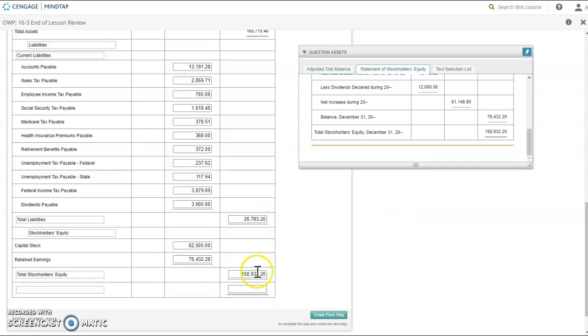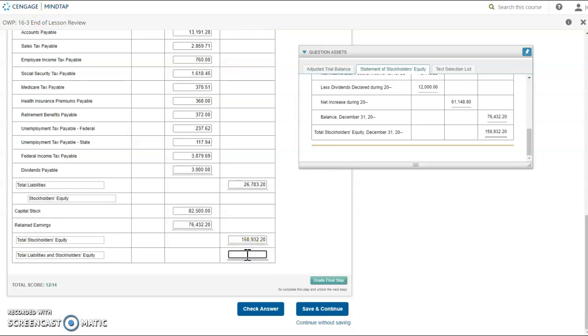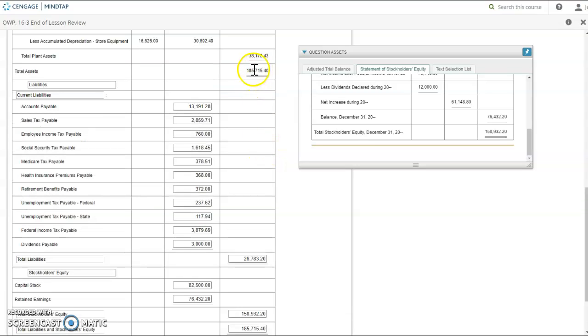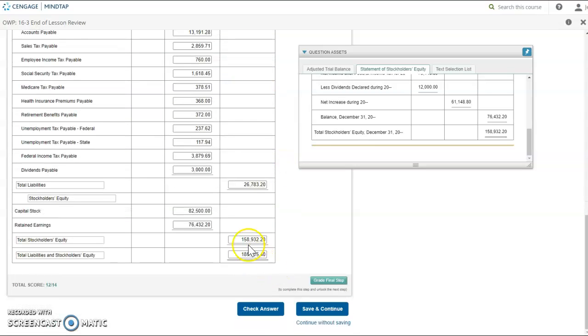Okay, now I'm going to add my liabilities together with my stockholders equity, and I'm going to label this as total liabilities and stockholders equity. Okay, I'm going to put in that number of 185,715.4. We want to make sure that that equals what we have for total assets.